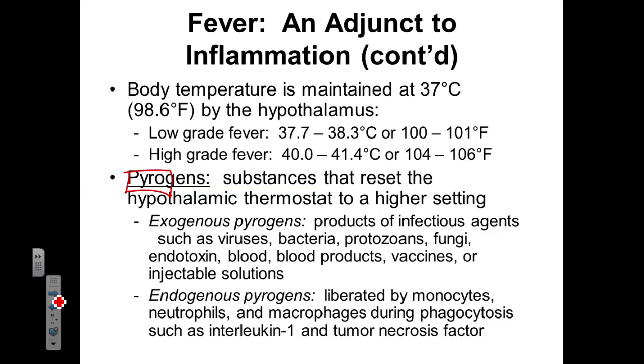Exogenous pyrogens are going to be excreted from the pathogen and can be injected. Endogenous pyrogens are going to be removed from the pathogen after phagocytosis, and it's going to be produced by our bodies to increase our body temperature. So the exogenous pyrogens are in response to the pathogen acting on us. The endogenous pyrogen is going to be excreted in our body's response to phagocytizing the pathogen.